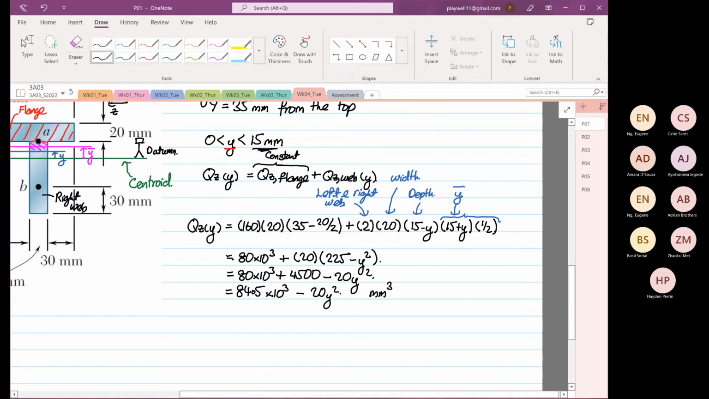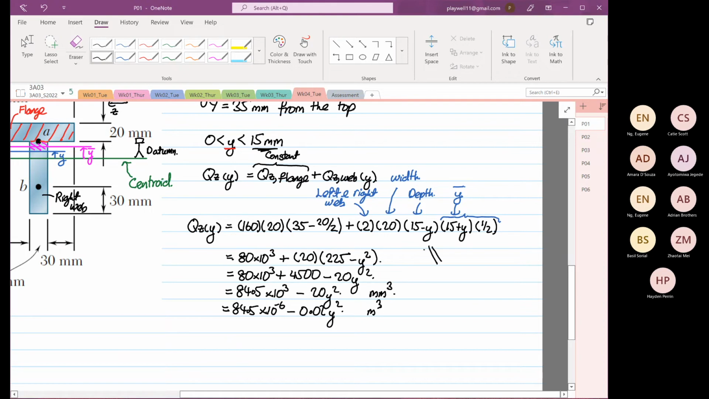Okay. Now this function that we have over here is in millimeters cubed. Okay, so I'll just show you what not to do. Ideally, when you work this, you want it immediately to be in meters to the power of 3. So if we change this to meters to the power of 3, this will be equal to 84.5 times 10 to the power minus 6 minus 0.02 y squared. Okay. Now, my advice, as I said, I did not set a good example.